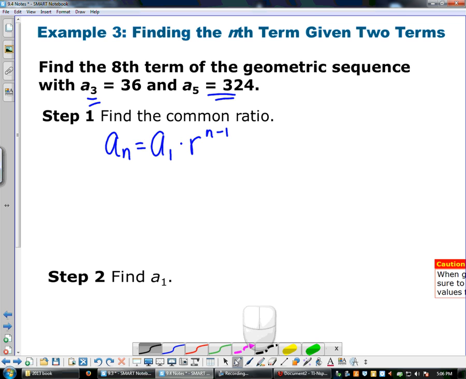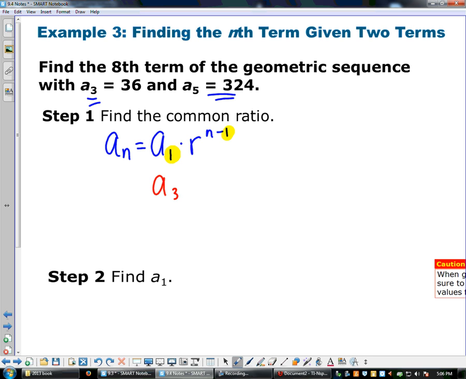So we can actually adjust this formula a little bit to help fit what I have. Instead of having a 1 here and a 1 here, I can plug in any term that I'm working with and sub that in. The first one that I have is the third term, so I'll say a sub 3, and in my formula I'll say n minus 3, and that will help me adjust for whatever I'm working with.